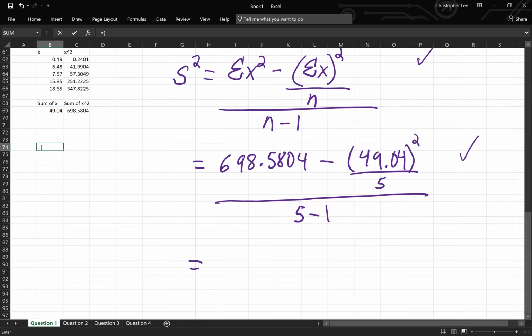All right. So let's see. We're going to have the sum of x squared minus parentheses, the sum of x, and we're going to square that. And then we want to divide that by the n, which is 5, and then we want to divide this by 5 minus 1, the denominator. Boom. So now, what do we have? We have 54.39902. Notice I don't round that, because that is my variance. That is not my standard deviation. It's not my final answer.